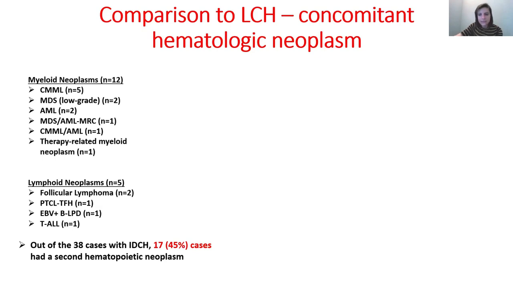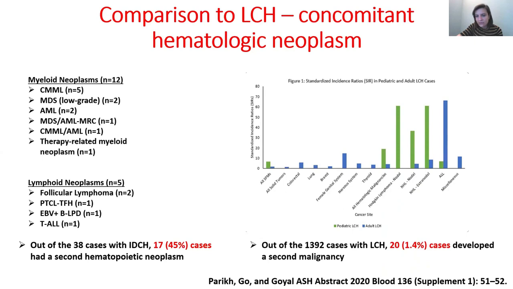As I mentioned previously, we uncovered a striking association of concomitant hematopoietic neoplasm in our patients. It's about 45% of the cases. And just as a reminder, this is the list of our cases with associated hematopoietic neoplasm. But we know that there is no such striking association reported in LCH. For example, on the right-hand side, you can see that I cited an ASH abstract from Dr. Goyal. Dr. Goyal was a co-author in this study, actually.